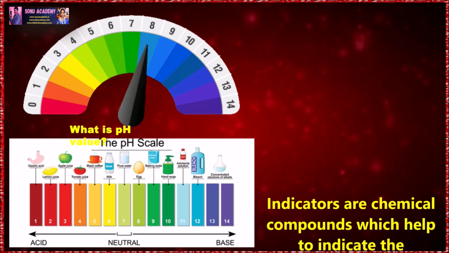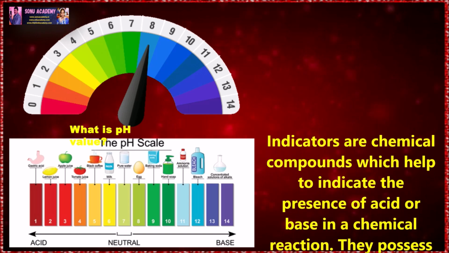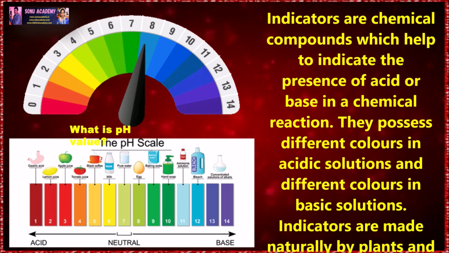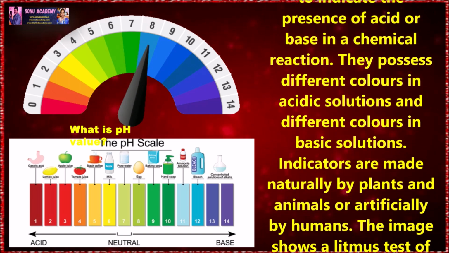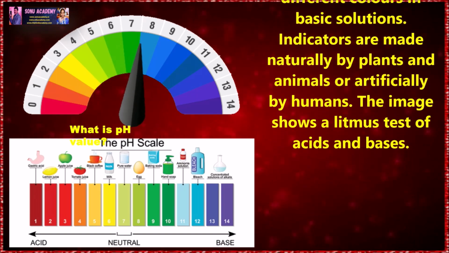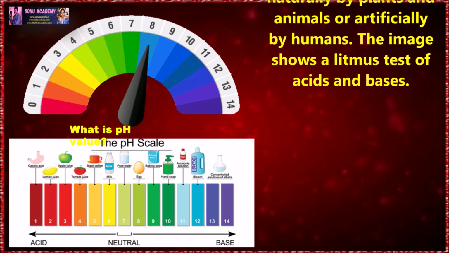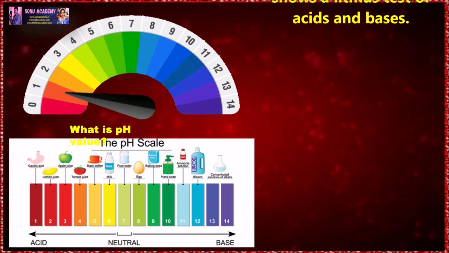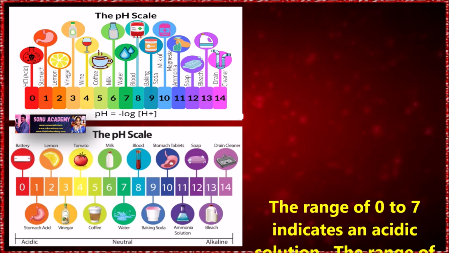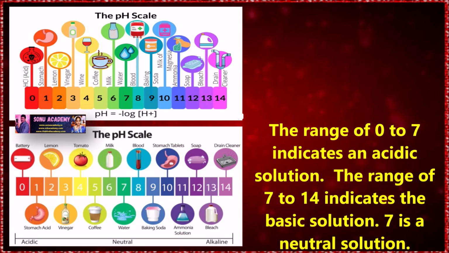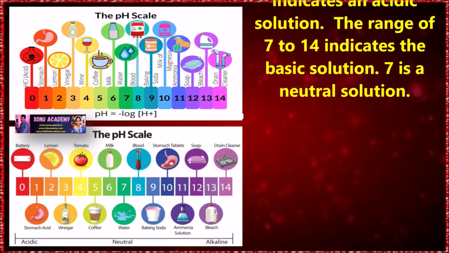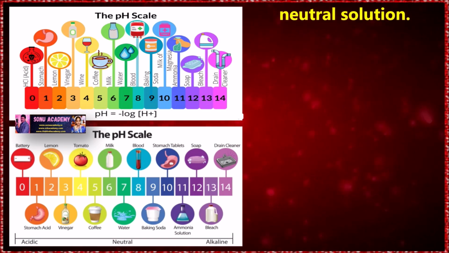Indicators. Children, already we discussed that indicators are chemical compounds which help to indicate the presence of acid or base in a chemical reaction. They show different colors in acidic solutions and different colors in basic solutions. Indicators are made naturally by plants and animals or artificially by humans. The image of the litmus test of acids is shown in the picture beside. A pH range of 0 to 7 indicates an acidic solution. The range of 7 to 14 indicates a basic solution, and 7 is a neutral solution.